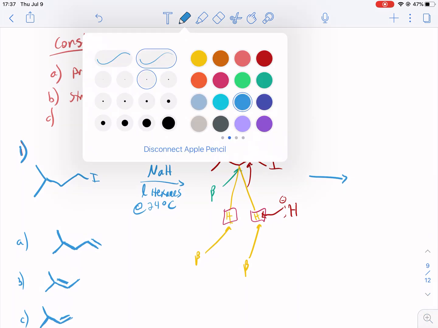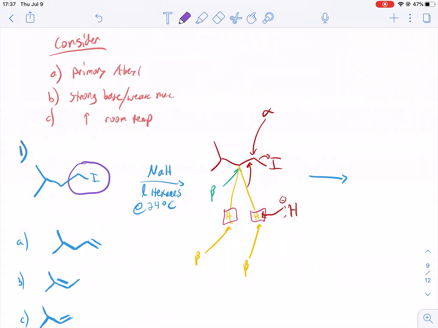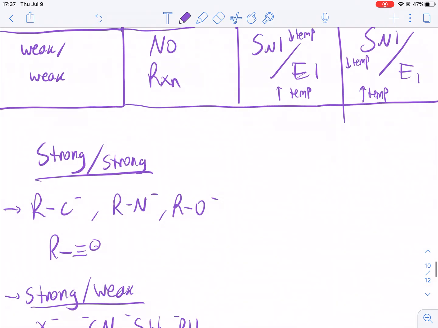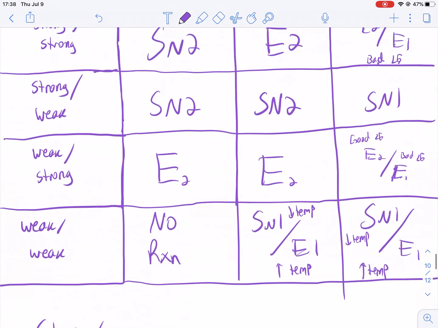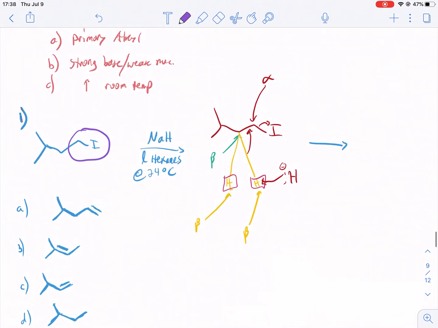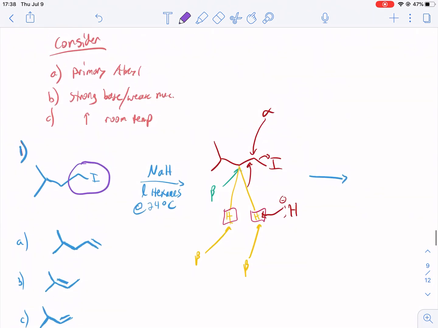First, when I do these, I look at the alkyl halide. There's a chart that I have here that helps determine almost everything, but let's work without the chart for now. We have a primary alkyl halide, point A, and it's a good leaving group. Then I want to look at my nucleophile or base, and I see we have sodium hydride.